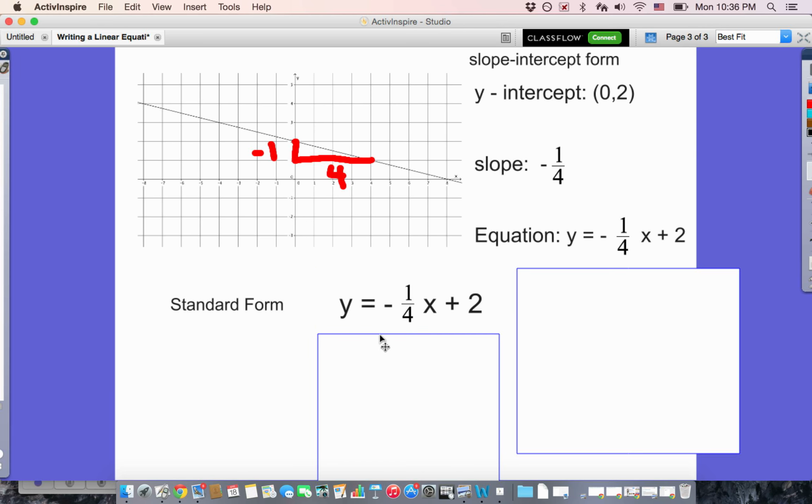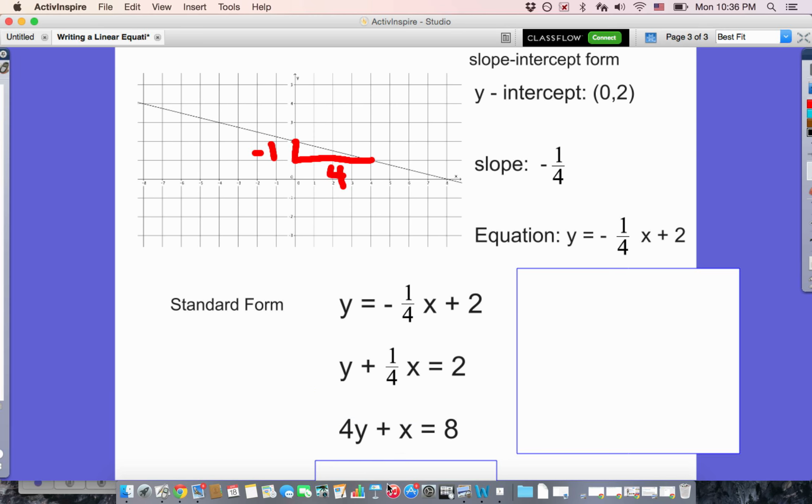Again, we want x and y on the same side, so we add 1 over 4x to both sides. Then we get y plus 1 over 4x equals 2. And again, we want our coefficients to be integers, so we multiply both sides by 4. Then we get 4y plus x equals 8.